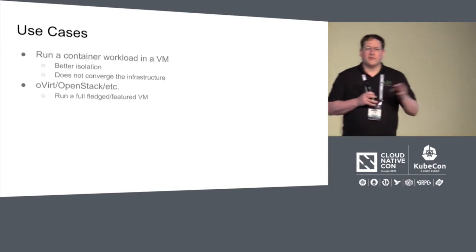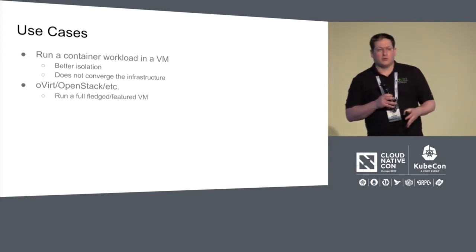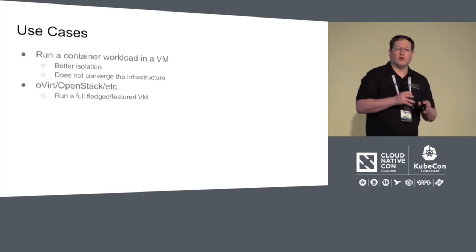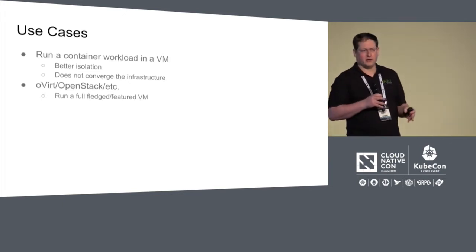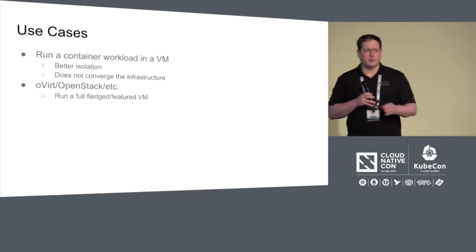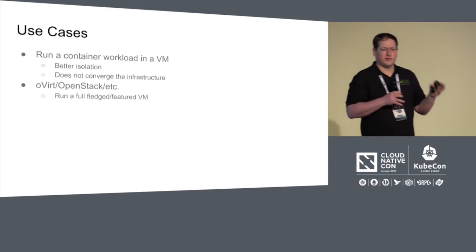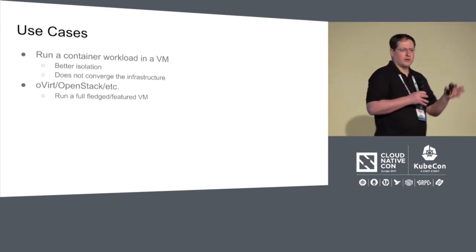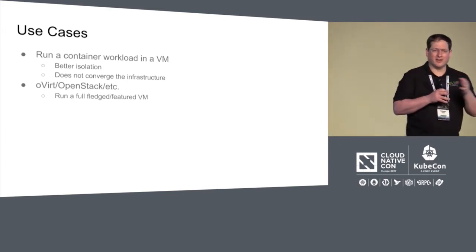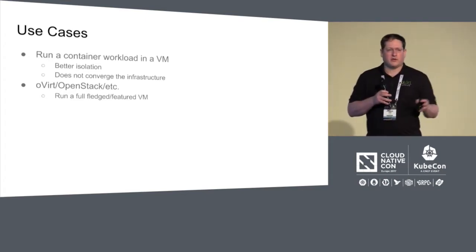Now, there are different use cases for running virtual machines on Kubernetes. One of them is, I want better isolation. I want to run a container, but I want to run it in a virtual machine. For better isolation, I believe that a virtual machine has a smaller surface of attack. I know how to protect VMs. I want to run my container workload in a VM. I want to run CI, ephemeral VMs, things like that.